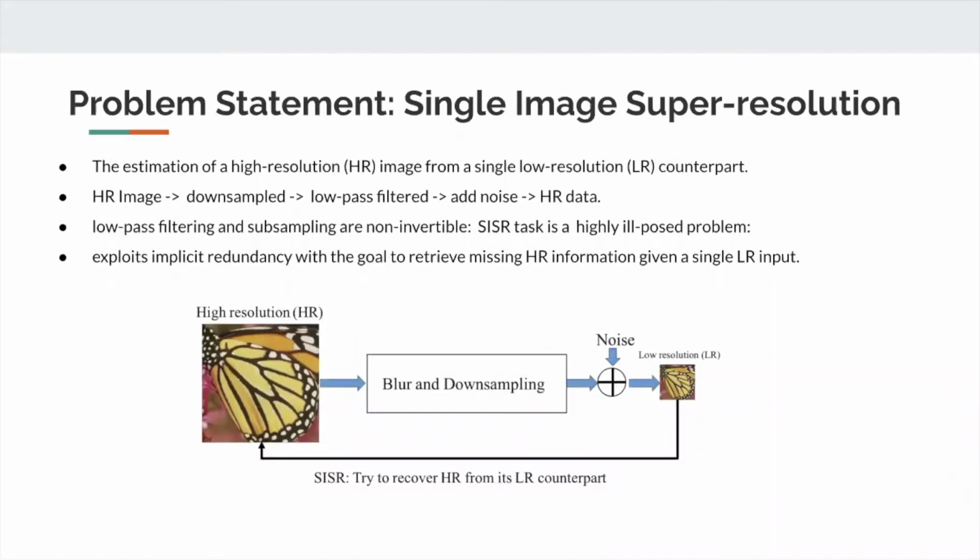The problem that we are solving is single image super resolution, which is the estimation of a high resolution image from its single low resolution counterpart. The low resolution data are typically assumed to be a downsampled, low pass filtered, and noisy version of the high resolution data. Given the non-invertible nature of the low pass filtering and subsampling, the SISR task is a highly ill-posed problem. With deep learning based approaches, our aim is to exploit the implicit redundancies with the goal to retrieve the missing high resolution information given a single low resolution input.